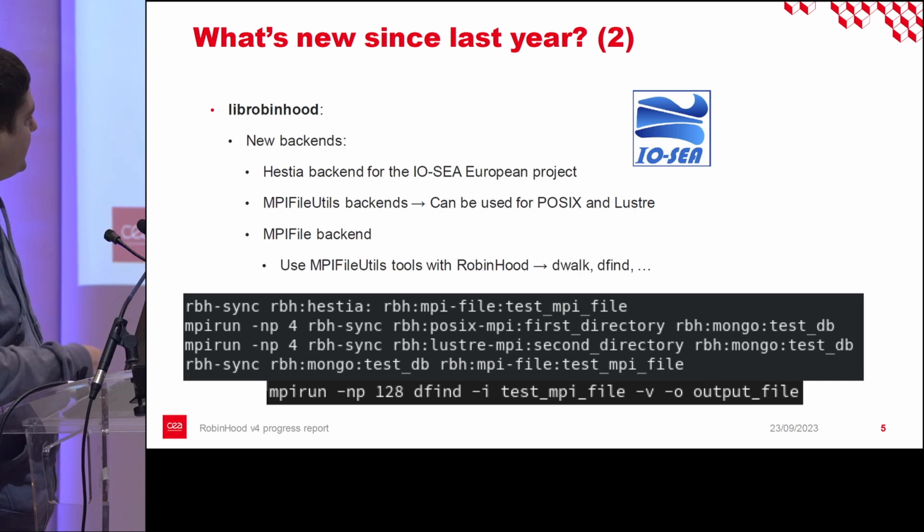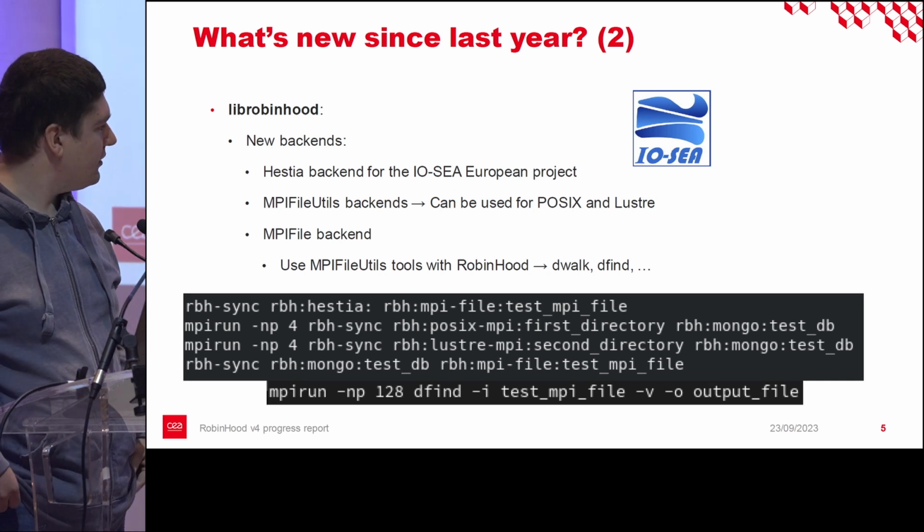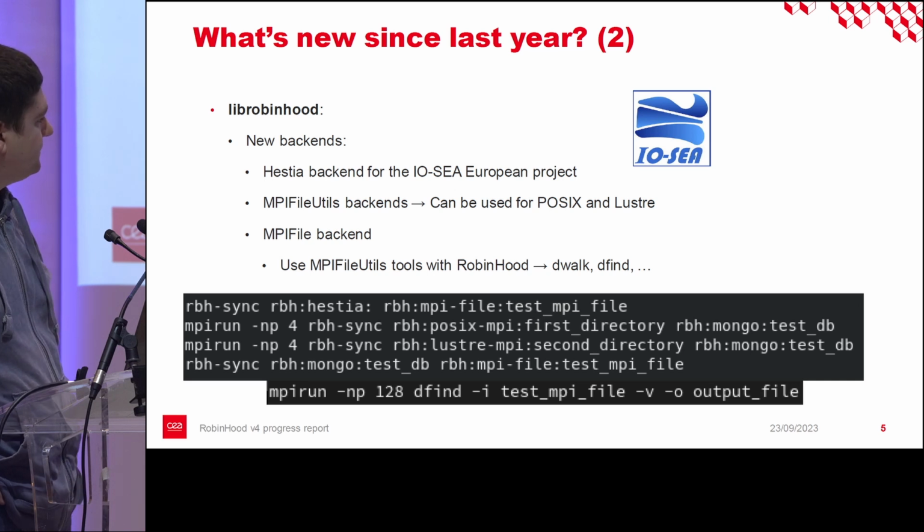So I've put here the different examples of those backends. The first line is the STR backend. You can see then the different MPI backends using mpirun to work properly. And the last line, this line here, is the sync to MPI file backend. And then we can use that file in the next line, the mpirun, to do, for instance, a dfind on this file and output to a certain output file.